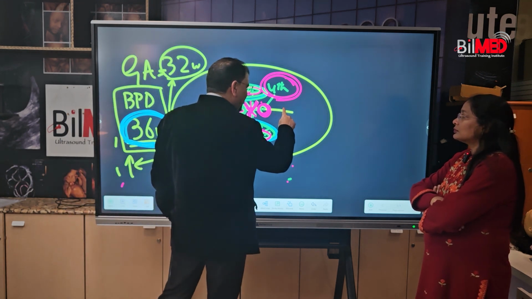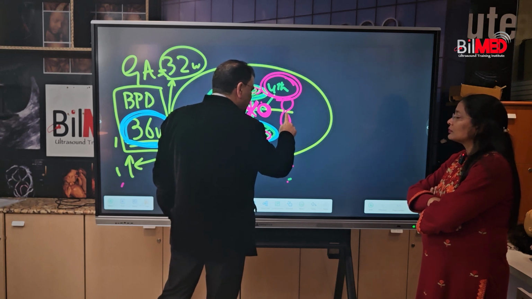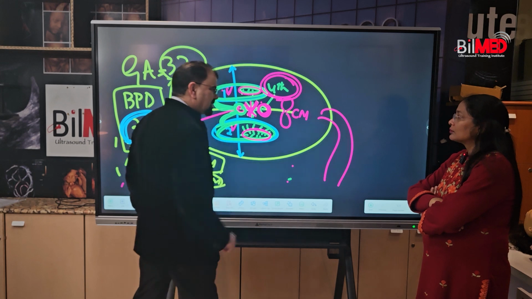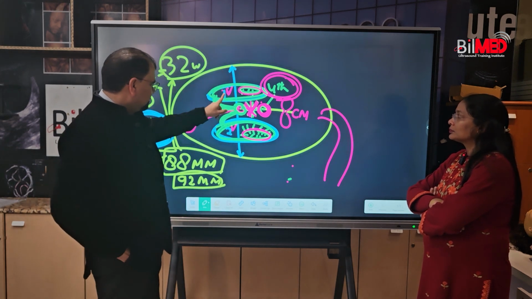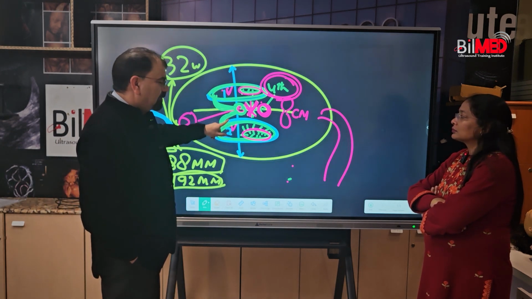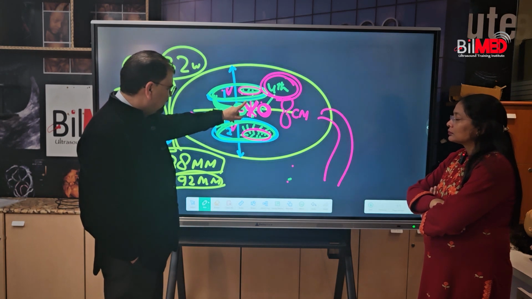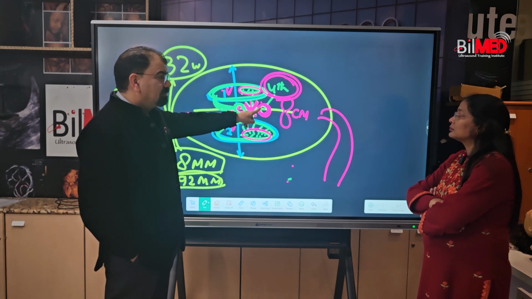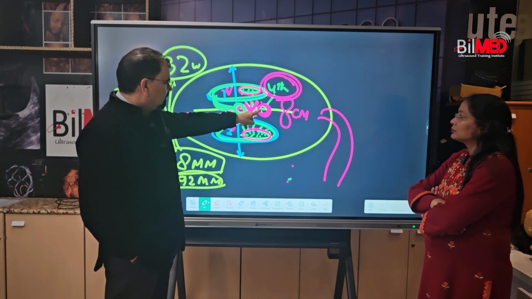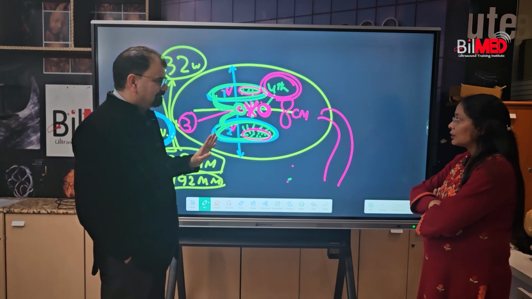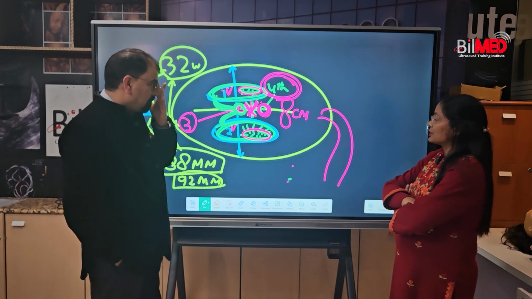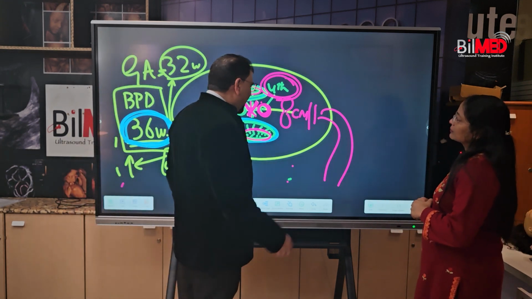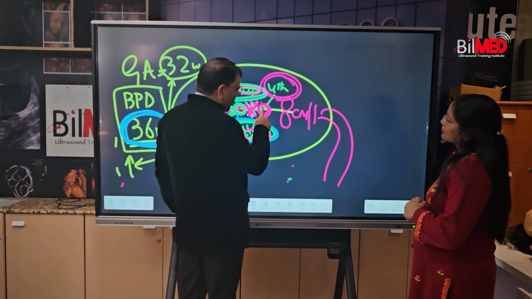Where is the cisterna magna over here? This is the cerebellum. The cisterna magna is here. This is the spine over here. So now if both the lateral ventricles along with the third ventricle and fourth ventricle are dilated, where is the obstruction? After the fourth ventricle, most probably here.